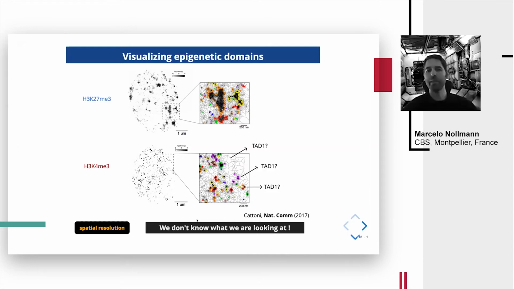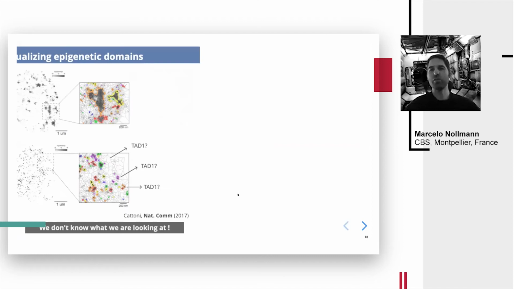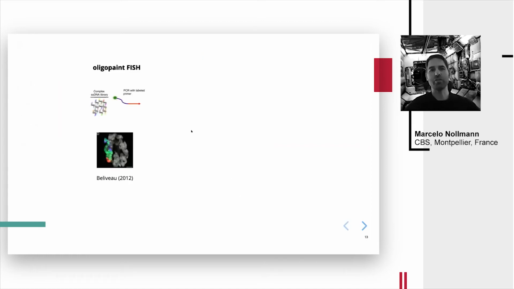However, it has a main limitation. And the main limitation is that while we can resolve epigenetic domains, we don't have the genomic specificity to be able to tell which domain is which, right? So I cannot tell you here, for example, which of these is TAD number 1. And so in order to solve this problem, we have turned to the use of Oligopaint FISH. Oligopaint FISH is a technology that relies on the use of dozens of very short oligonucleotides that will intercalate into the DNA, so they can be used to label very large regions of DNA, and at the same time very small regions of DNA, so they're very flexible.